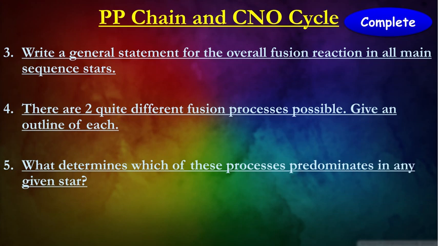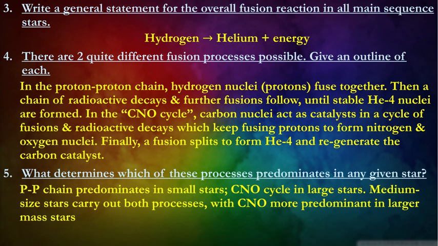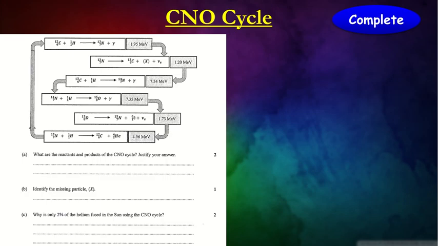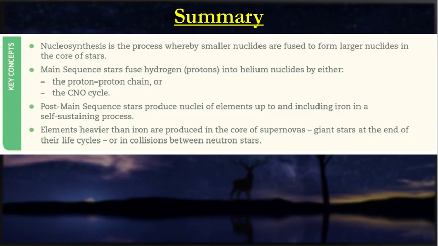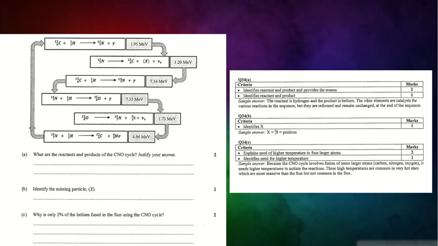Okay, so some questions here: fusion of the main sequence stars, two different types of fusion possible, outline how it works, and then what determines these processes. A couple of questions I do want you to have a look at are some past paper questions on the carbon-nitrogen cycle, and also this one here.